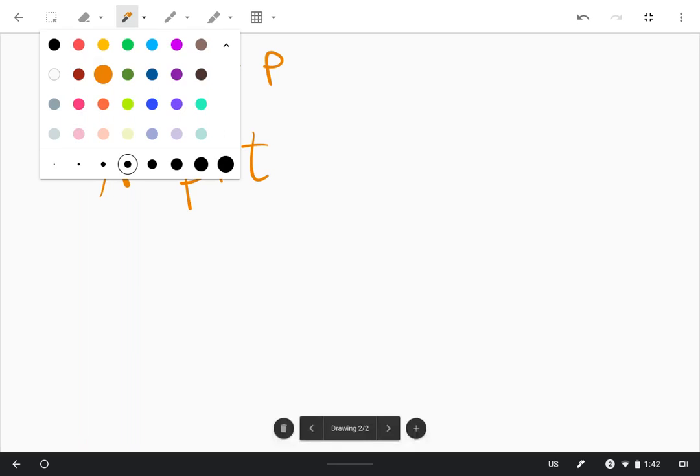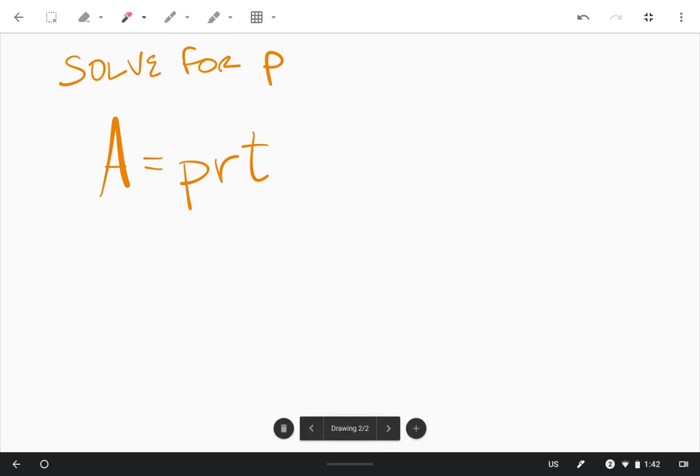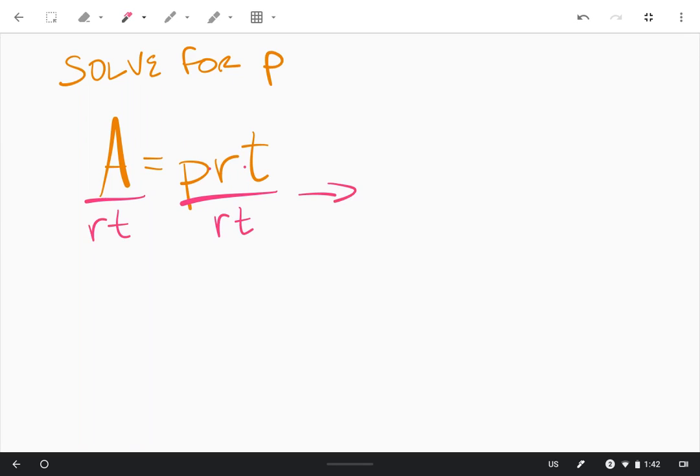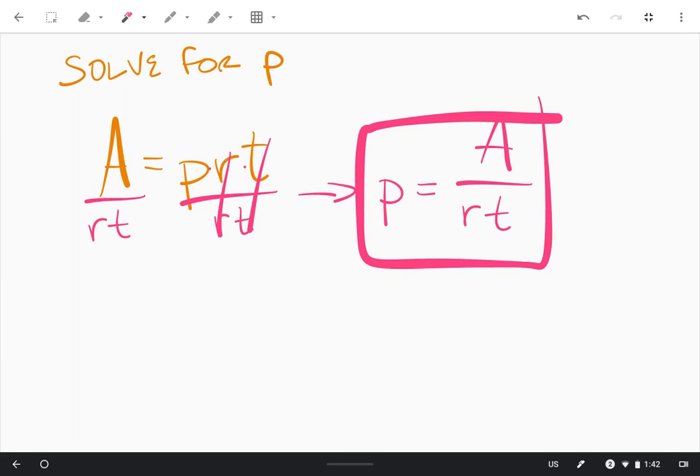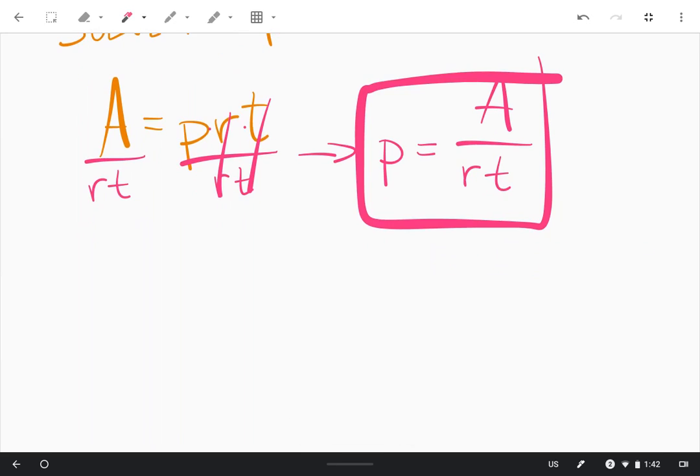So let's say they said solve for P. And the formula was A equals P R T. So we just use our algebraic rules. We're going to divide by anything being multiplied times P. So we're going to divide by R and T, and we're going to do it to both sides. Those cancel, leaving me with P equals A divided by RT. And that's pretty much it. So a lot of these will be that simple.